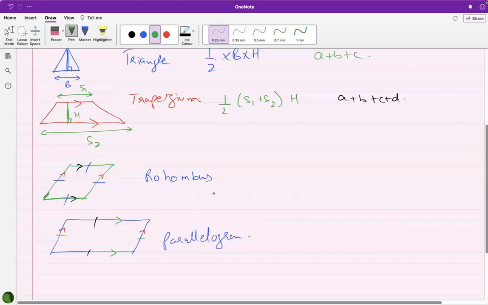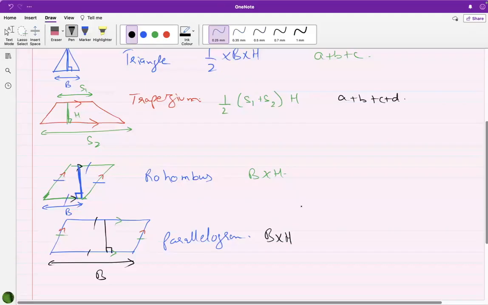So for a rhombus, area is base into height. Now you have to be careful with this. This complete length is the base. Height is the distance between these two parallel lines. Height and base are always perpendicular for whatever shape we talk about. This again is the base and this is the perpendicular distance. Area is again base into height.